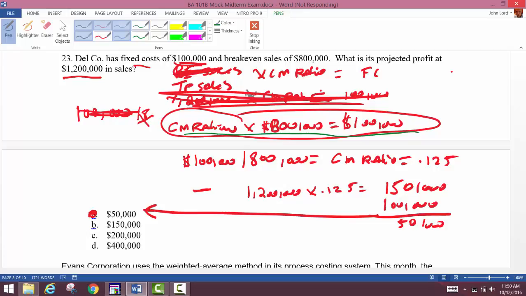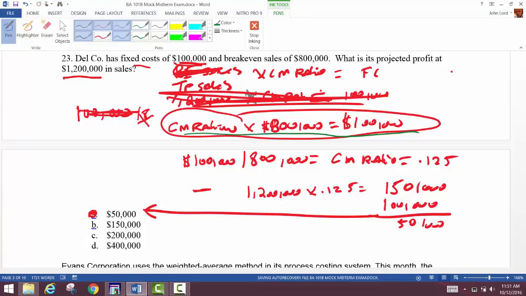I don't understand how you got that last step. I thought that it was the contribution margin ratio times the target. I'm sorry, contribution margin ratio times the break-even sales equals fixed cost plus target profit. So that's what I was thinking.